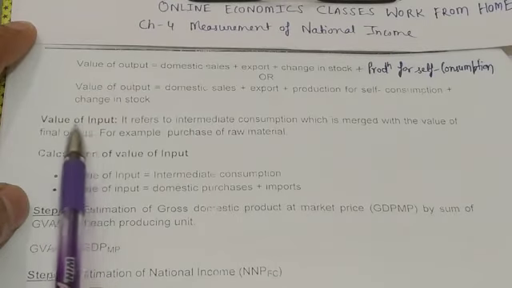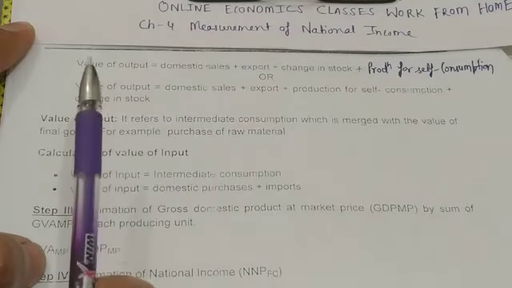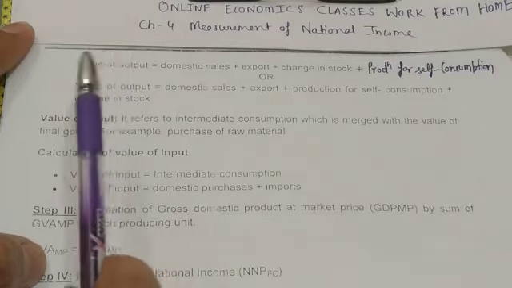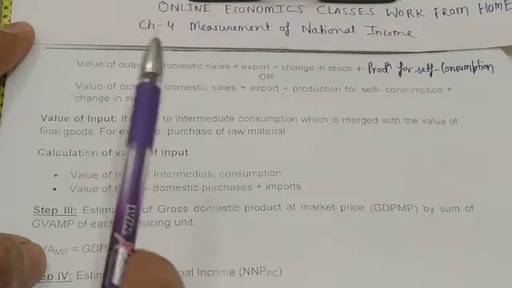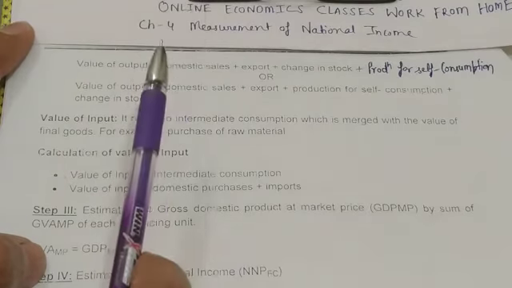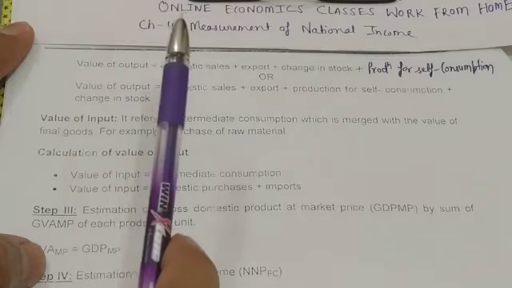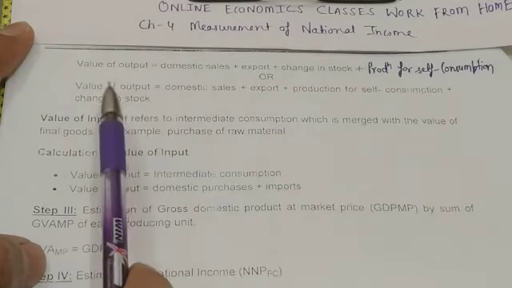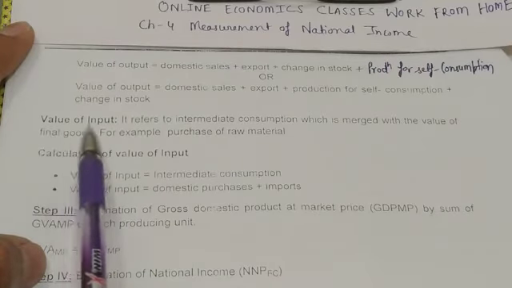See here, value of input. What is the meaning of value of input? If you remember, listen carefully. What is the formula of GVA at MP? The formula of GVA at MP is equal to value of output minus value of input. I have already discussed with you the meaning and formula of value of output. But now I am going to discuss with you the meaning of value of input.